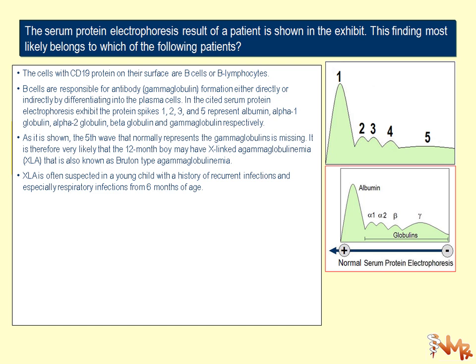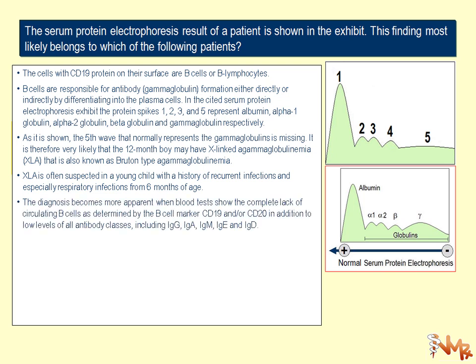The reason is that the mother's IgGs that are transferred through the placenta can safeguard these children until 6 months of age. The diagnosis becomes more apparent when blood tests show the complete lack of circulating B cells as determined by B cell markers such as CD19 or CD20, in addition to low levels of all antibody classes: IgG, IgA, IgM, IgE, and IgD.